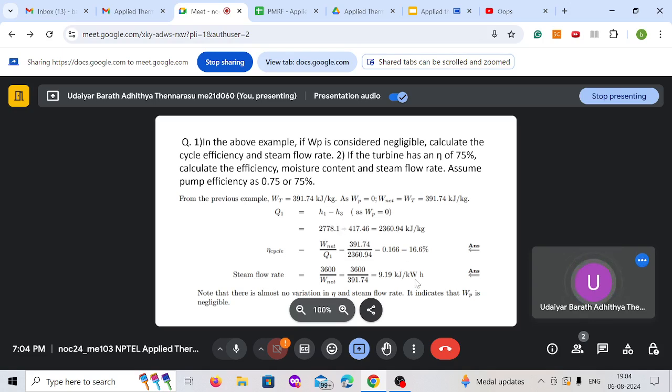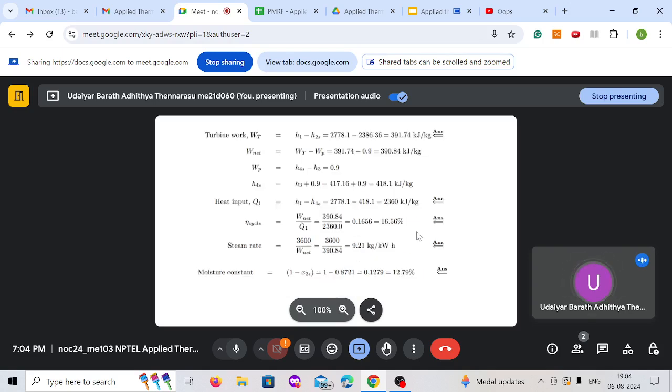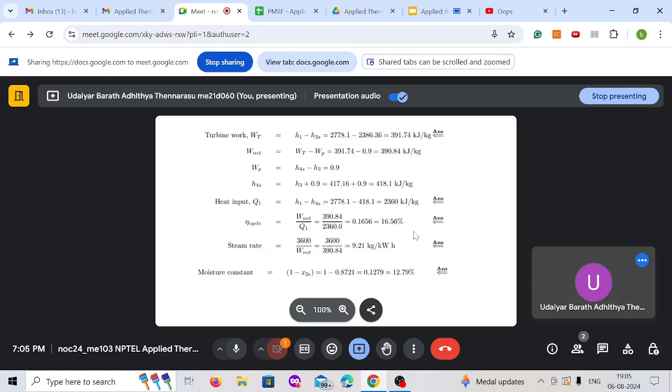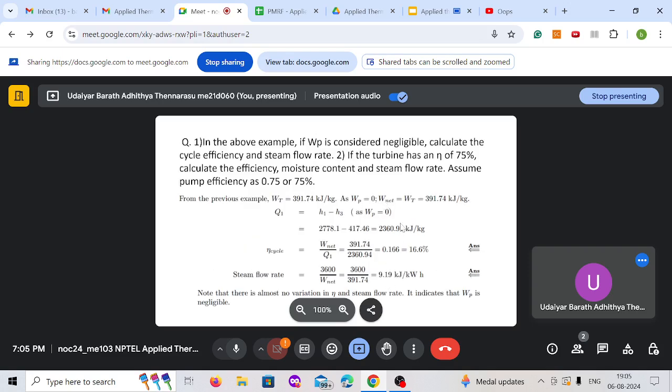It's more like an isenthalp, but you can also take the heat addition to be the same, so that can also be done. Here it will give me 2360.94 kilojoule per kg. Previously it was 2360. So if you see, it's a very small marginal change because your pump work is 0.9. So it will not make much difference. So still heat input is 2360.94 kilojoule per kg.